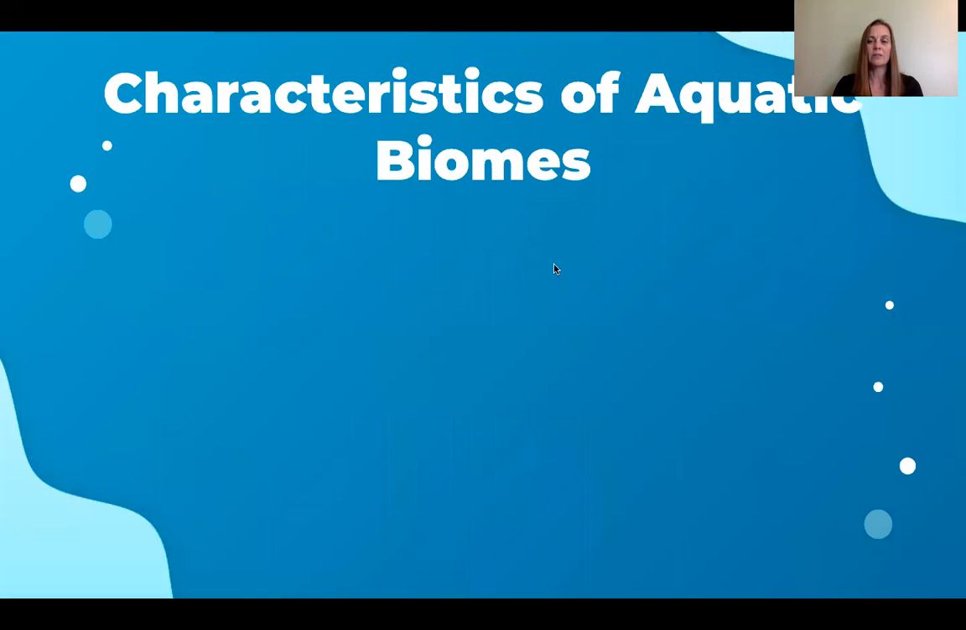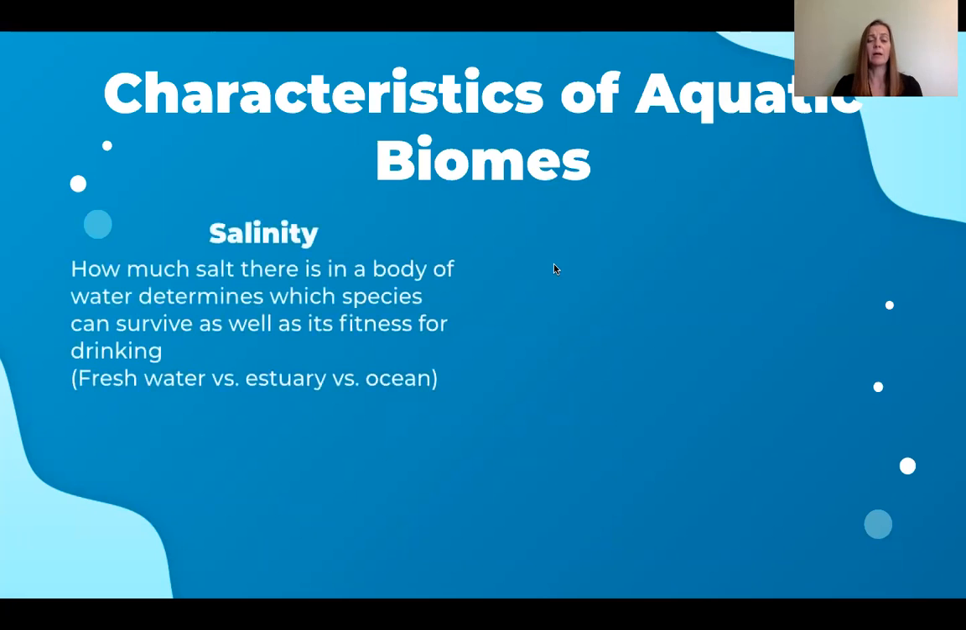So when we talk about characteristics of aquatic biomes, they're shaped by four main factors. And the number one characteristic is the salinity. So salinity is really just how much salt there is in a body of water. And that determines which species can survive, as well as whether or not we can drink that water. So we kind of have three main categories. Those would be freshwater, brackish, usually found in estuaries, and ocean. So we have three different levels of salinity.